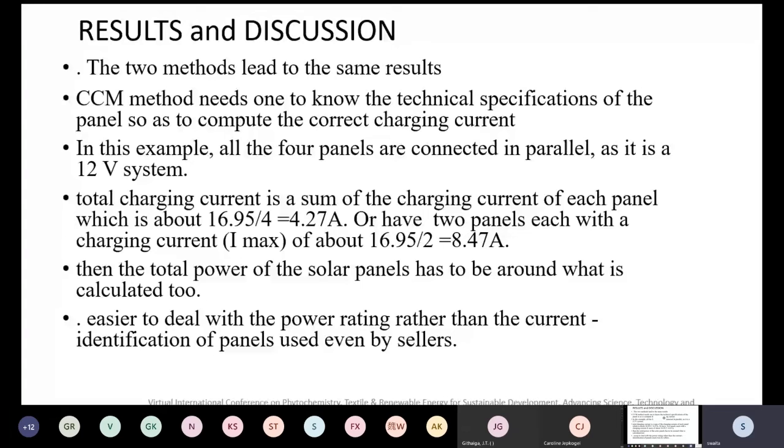So it looks like it may be easier to deal with the power rating rather than current, because most of the people who deal with the modules or panels actually tend to relate or identify them by the rating of the panel. And the second method, the energy output method, actually deals with that, or gives you the output of all the panels once you compute it.